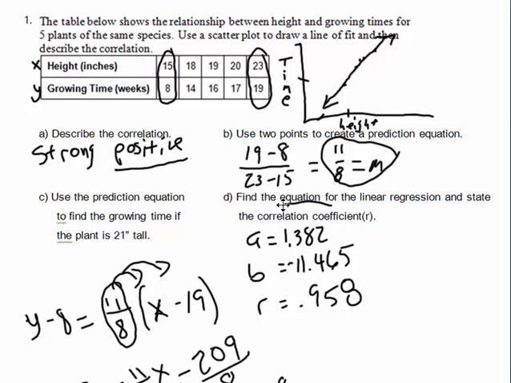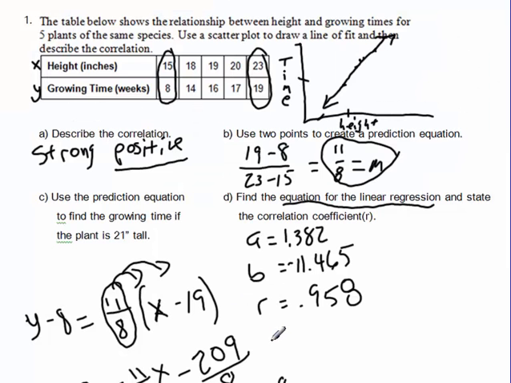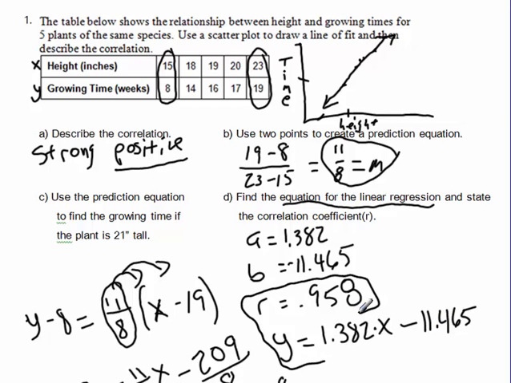Alright, so I need to write the equation for linear regression. My equation is going to be in the form y equals ax plus b. Here's my equation. So a goes here, b goes there. So I'm going to say y equals 1.382 times x minus 11.465, and I found my r value and my equation for linear regression and my r value. There it is. So part D is done.